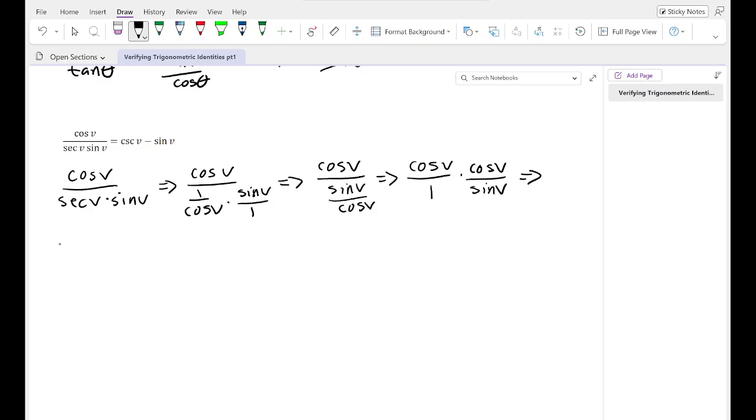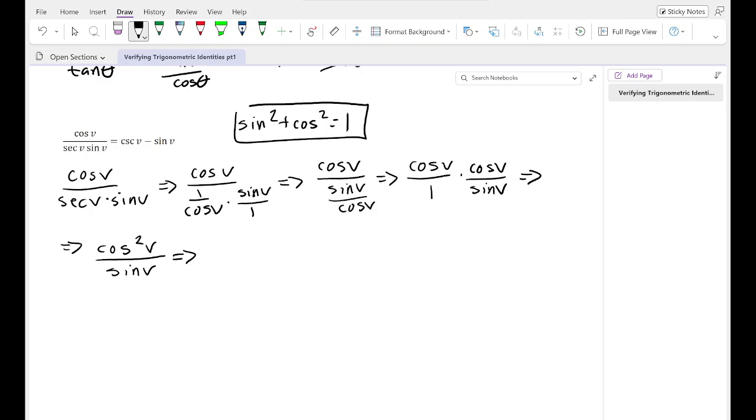And I'm going to move it down here. I can't cancel anything out, but I can multiply the cosines together. So I'm going to get cosine squared v over sine v. Now, it doesn't seem like there's much you can do here, but there is something. One of the more important trig identities you need to know is that sine squared plus cosine squared equals 1. This is a very important one that you need to memorize and know because it comes up quite often in trigonometry. And you can algebraically manipulate it.